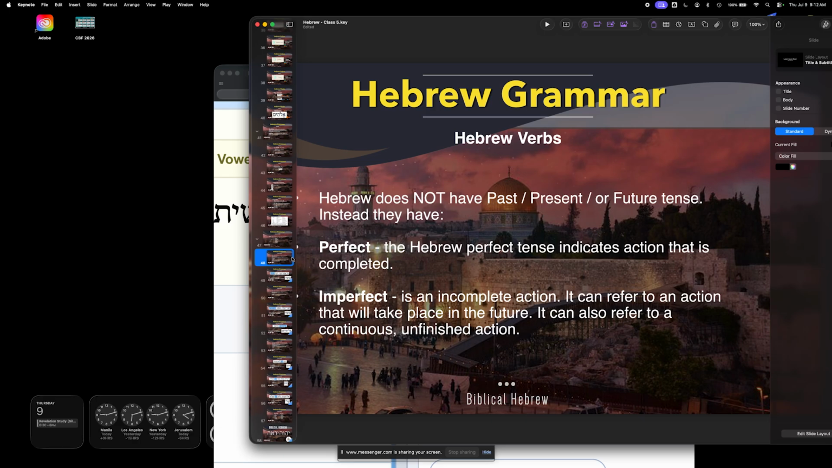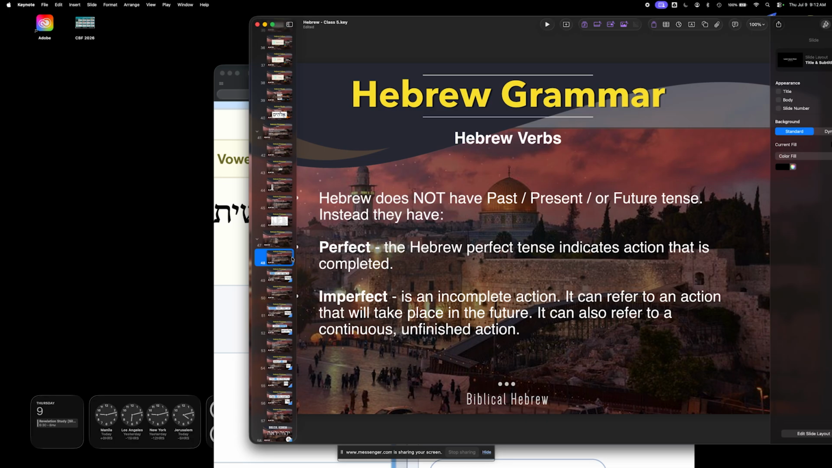I'll repeat that because that's pretty wild information. That, again, is radically different than anything we are familiar with. There is no past, present, or future. Those don't exist. You have complete, the action's been done. Whatever the verb is, it's finished. Or incomplete. Whatever the action is, it's not done. It's not finished. Well, how does that get interpreted?